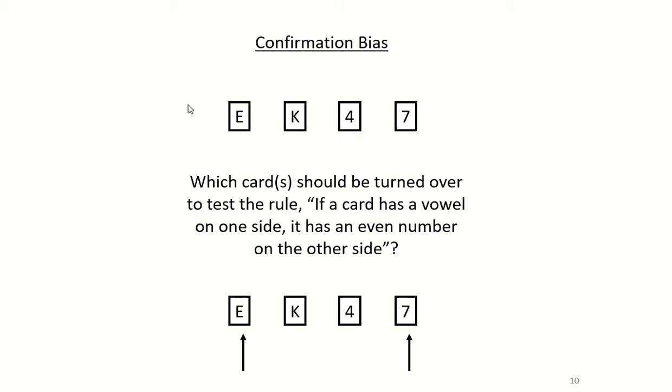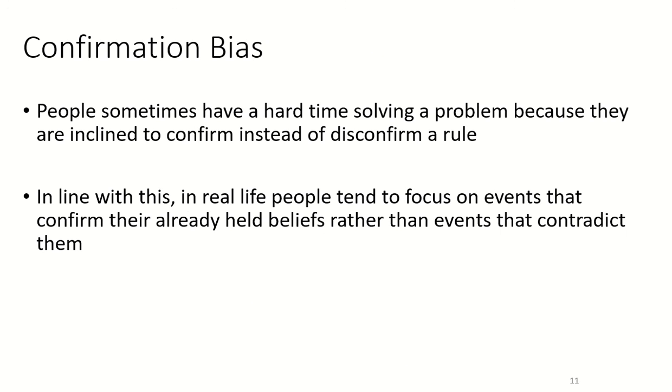So the E card is easy because that is a way of confirming the rule, but the 7 card is much harder because people tend to just want to confirm it. There's confirmation bias, and instead they actually have a very hard time disconfirming it. Now, this kind of confirmation bias is important and actually happens in much more important situations than flipping some cards. So people sometimes have a hard time solving a problem because they are inclined to confirm instead of disconfirm rules.